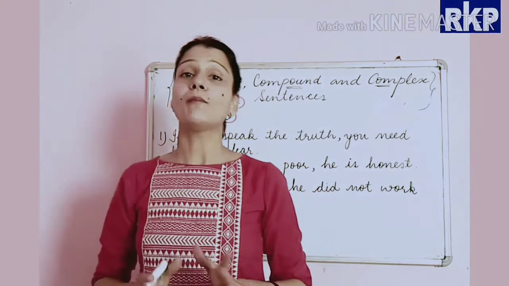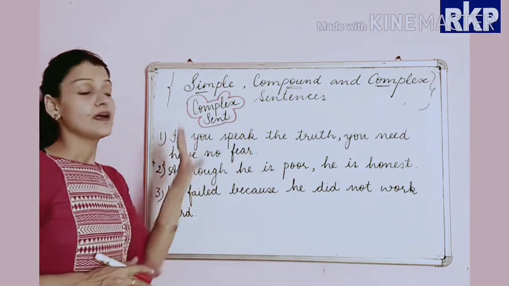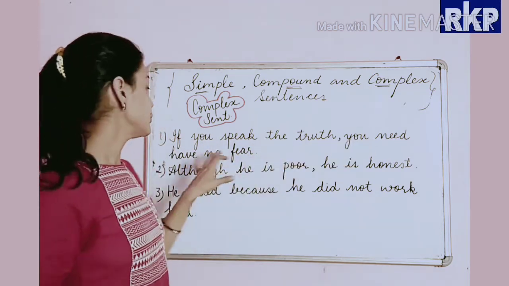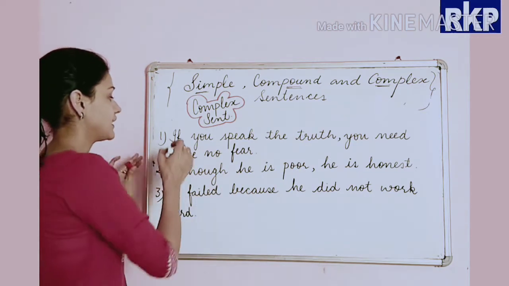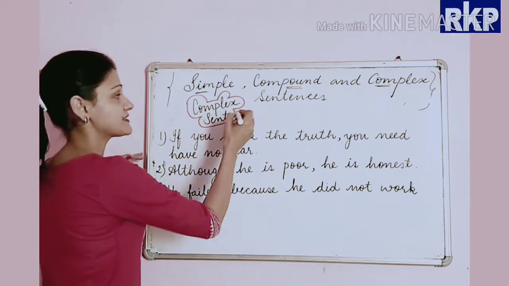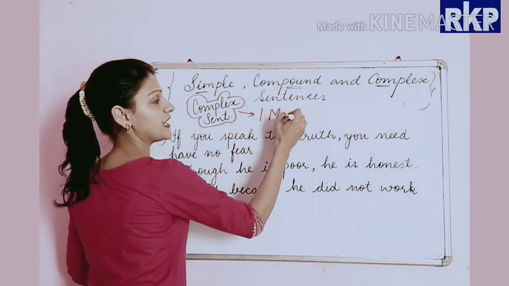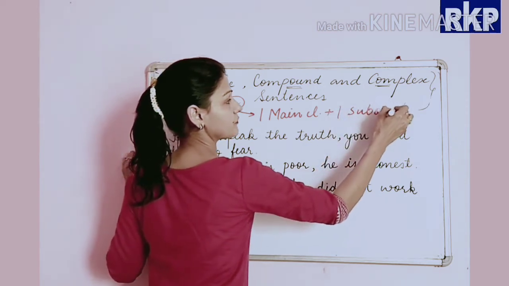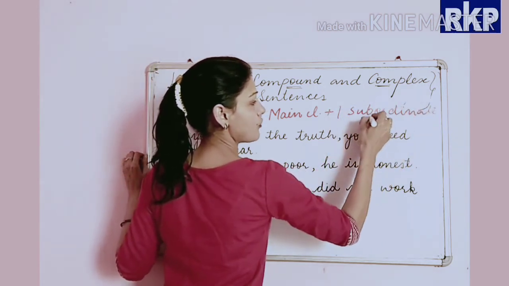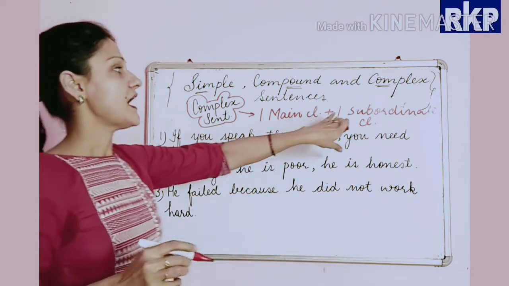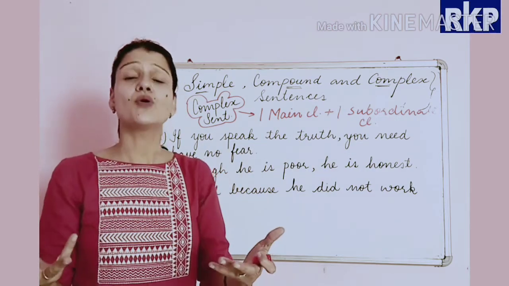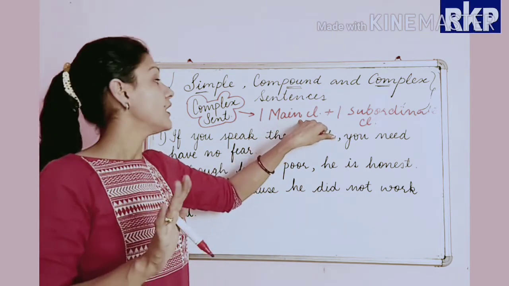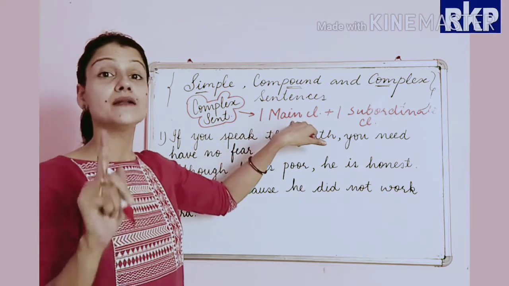I have written 3 complex sentences here, beta. Okay, so now let's have a look at the sentences. First is, if you speak the truth, you need have no fear. Okay, now see, I have already told you complex sentences are 1 main clause plus 1 subordinate clause. Of course, there can be more than 1 also, but it is necessary for the complex sentence to have 1 main clause at least.